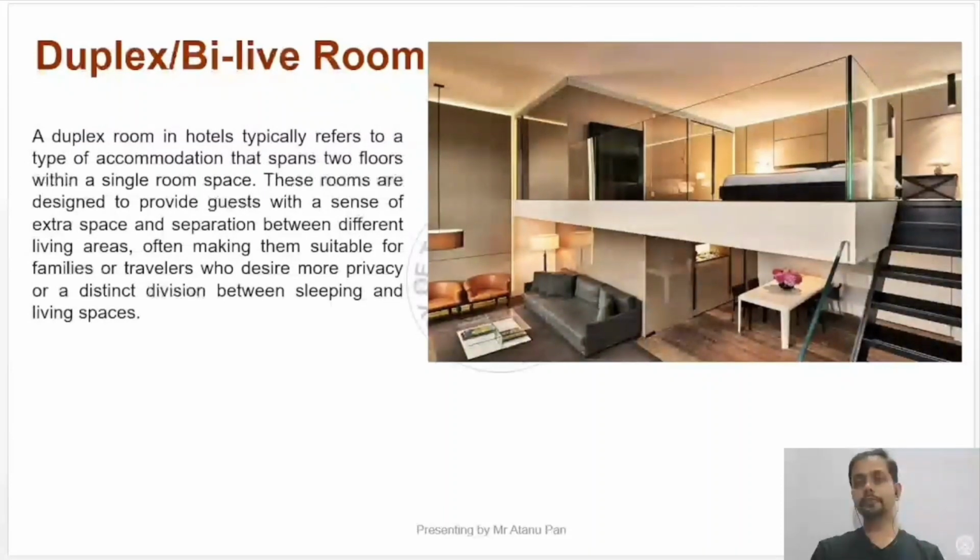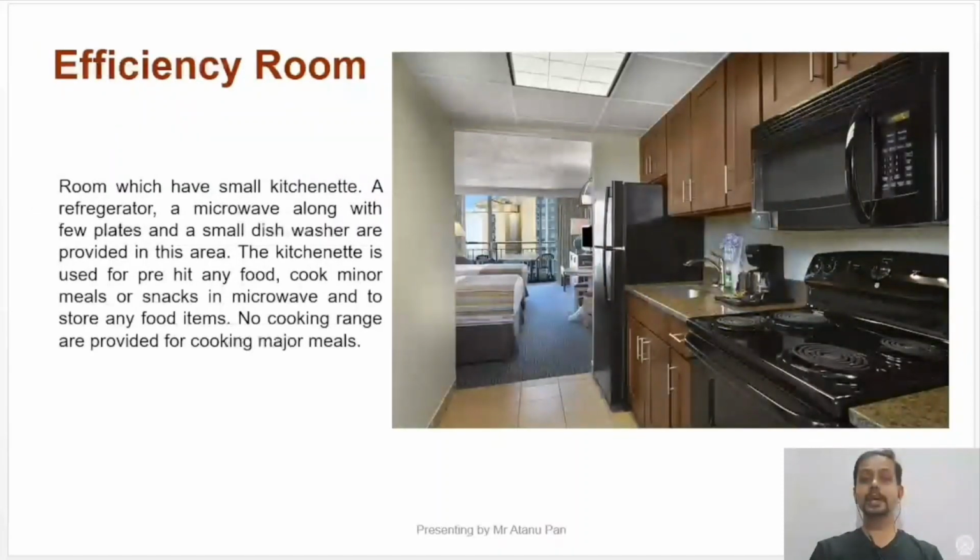And in the top floor you can see the bed is there, so the top floor is used as a bedroom. All right, and the most important feature of this type of room is that these two floors are connected internally. It means you do not have to go out from the room to go to the next level, to go up. So these two floors are connected internally, so the internal staircase should be there. So this type of room is called a duplex or bi-level room.